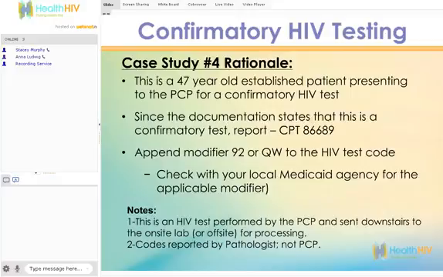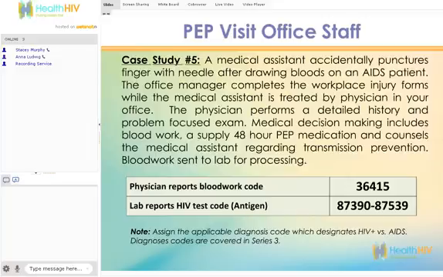And then here's the rationale for the reason why we're reporting CPT 86689. It's the confirmatory test code with the modifier 92 or QW, depending on the state that you're located in. So this is a pre-exposure office visit. We have a medical office assistant that accidentally punctures their finger while drawing blood on a patient that has AIDS. The office manager completes the paperwork. The physician examines the patient and provides a 48-hour supply of medication.